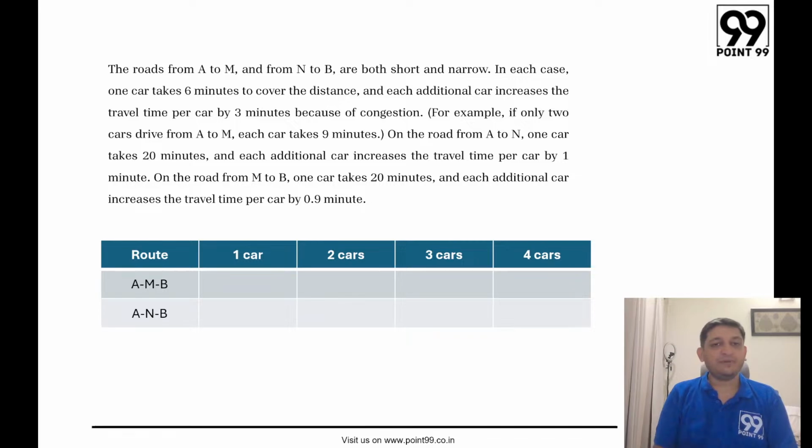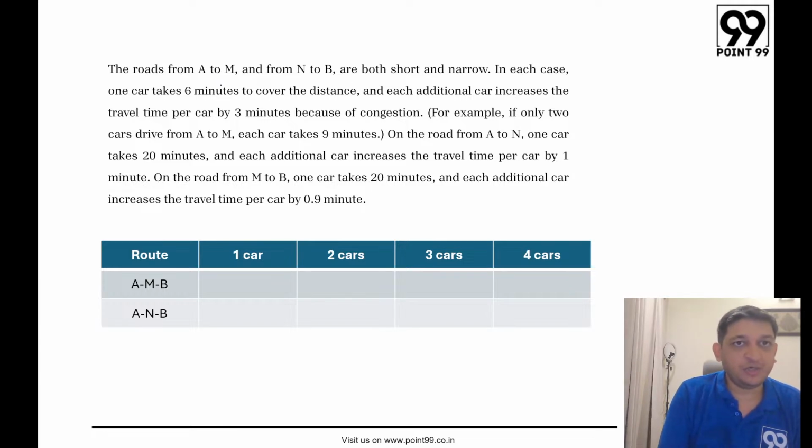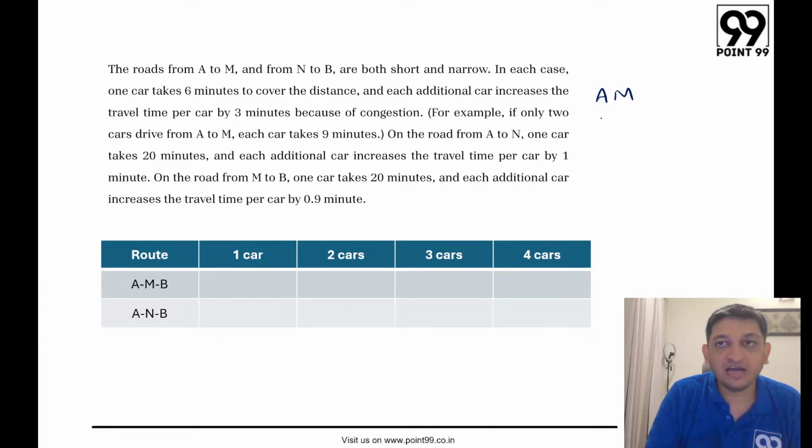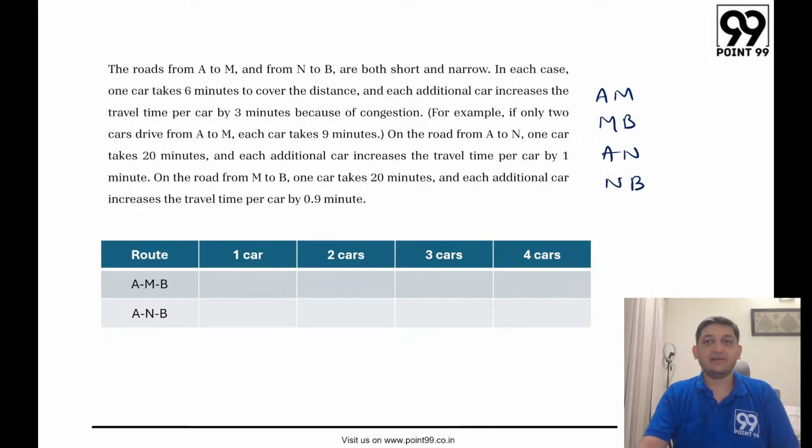तो यहाँ पे पहले तो हमको ये पता करना है कि भाई मतलब चल क्या रहा है. For the first two questions we have A, M, B and A, N, B. So A to M, N to B वाला एक पार्ट देख लेते हैं. तो A to M में ना one car takes 6 minutes. A to M, I just write A to M here. So you have A to M, you have M to B, you have A to N and you have N to B. ठीक है, तो ये चार पार्ट्स.